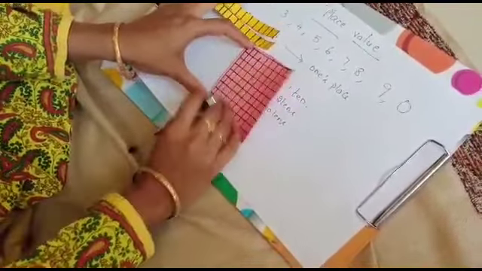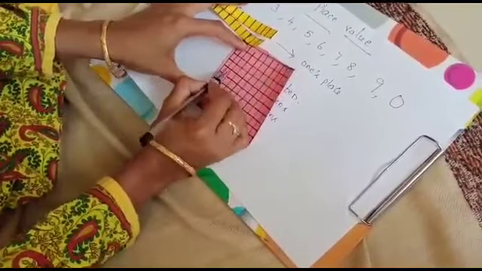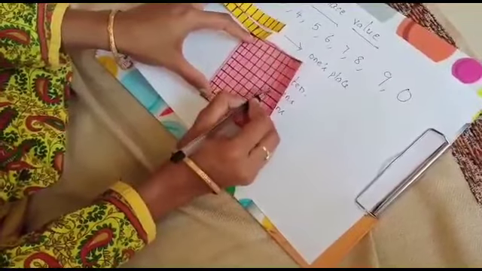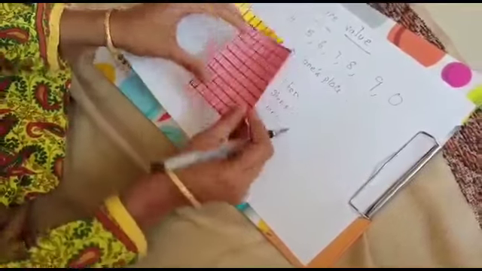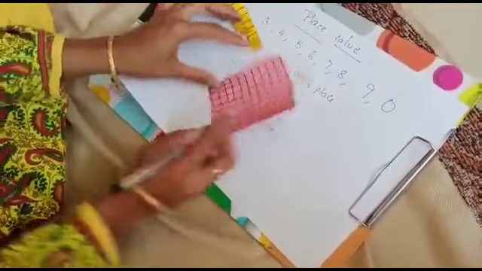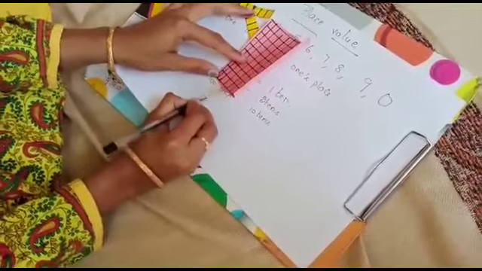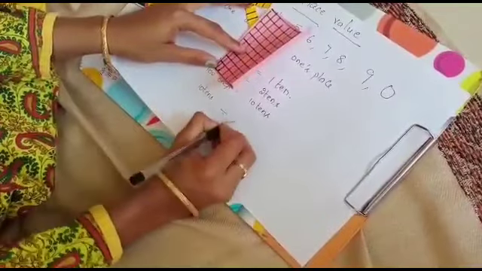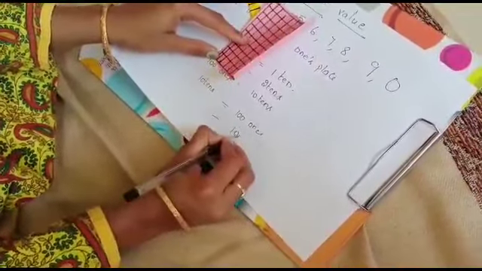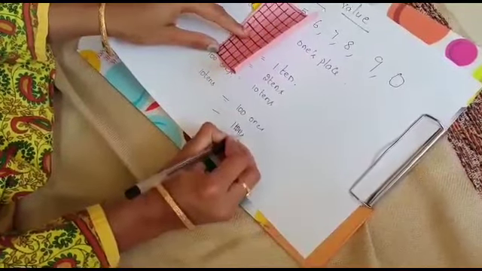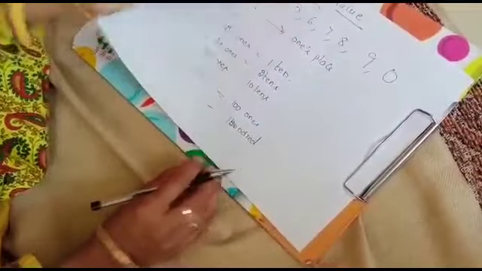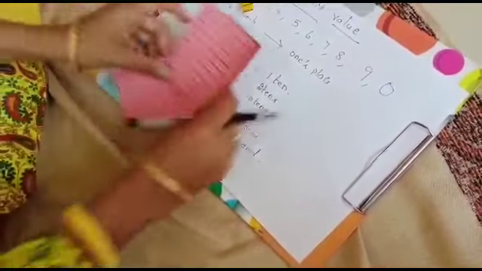In 100 ones, how many tens do we have? 1, 2, 3, 4, 5, 6, 7, 8, 9, 10. So in 100 ones, we have 10 tens. So 10 tens means how much have we got now? 100 ones. That is 100 ones, nothing but 100. Now we have learned about 100.